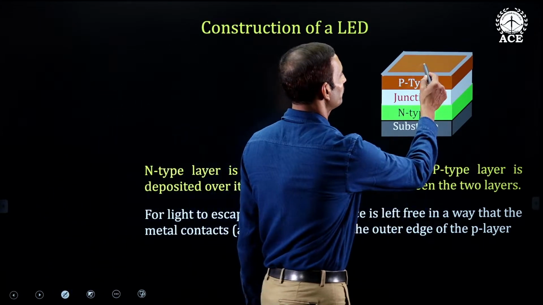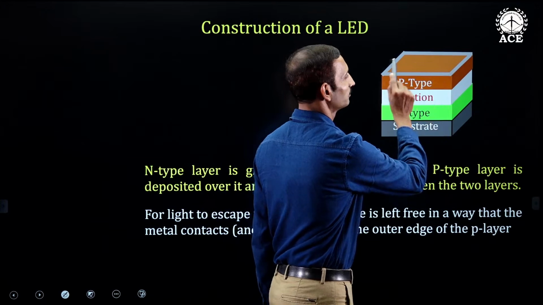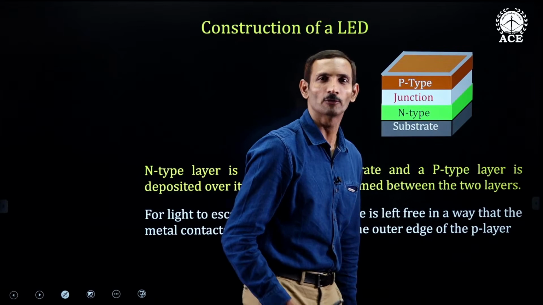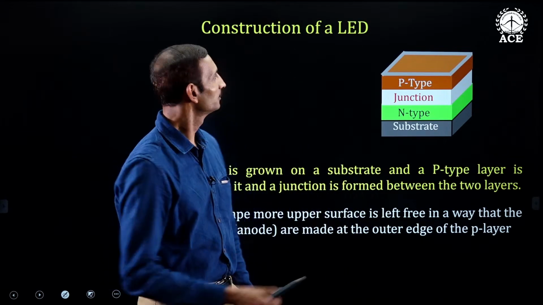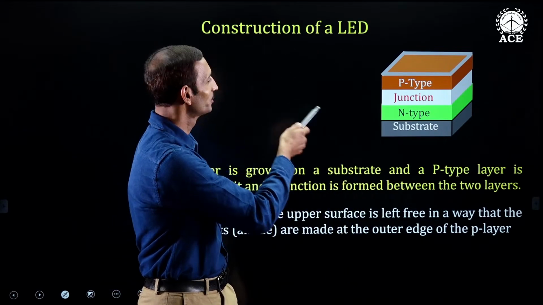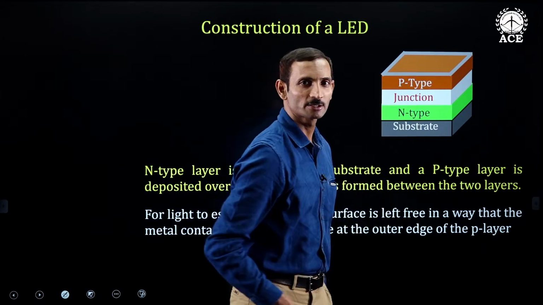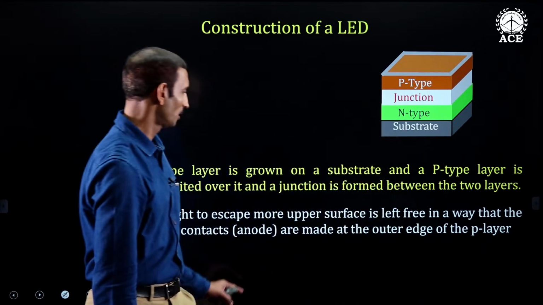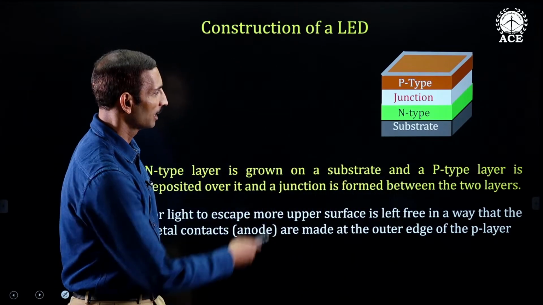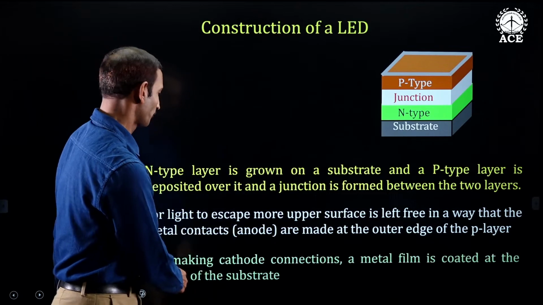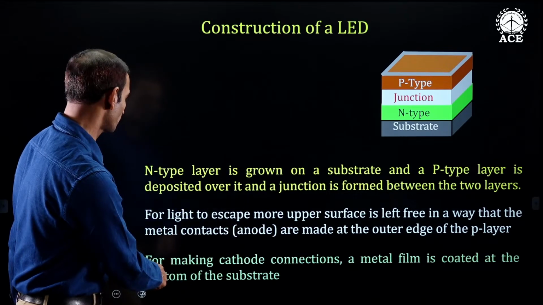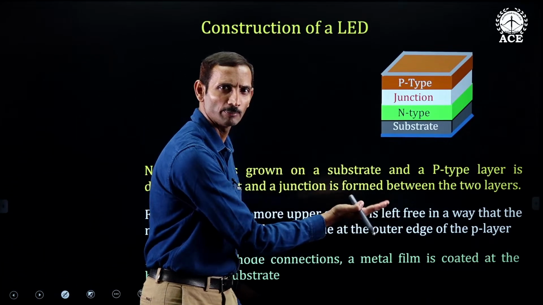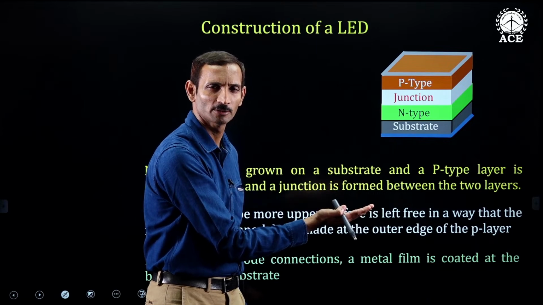Why? Because light would come out. If I close this entirely with a plate, light would reflect back towards the junction. But we want light to be emitted, light emitting diode, right? So these are the contacts. Similarly, there will be a complete closure for the cathode, just below the substrate. For making cathode connections, a metal film is coated at the bottom of the substrate, just like this. It is a complete film, a metal plate you can call it, right?